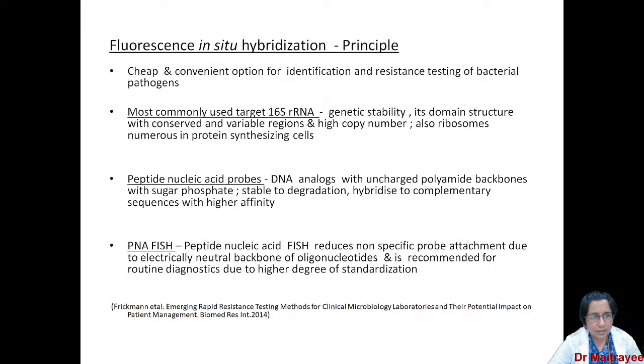One variation of the probes used is the peptide nucleic acid probes, which are DNA analogs with uncharged polyamide backbones instead of sugar phosphate, which are stable to degradation, and they hybridize to complementary sequences with higher affinity. So, fluorescent in situ hybridization in which peptide nucleic acid probes are used is called peptide nucleic acid fluorescent in situ hybridization, which reduces non-specific probe attachment due to the electrically neutral backbone of oligonucleotides, and is recommended for routine diagnostics due to higher degree of standardization.